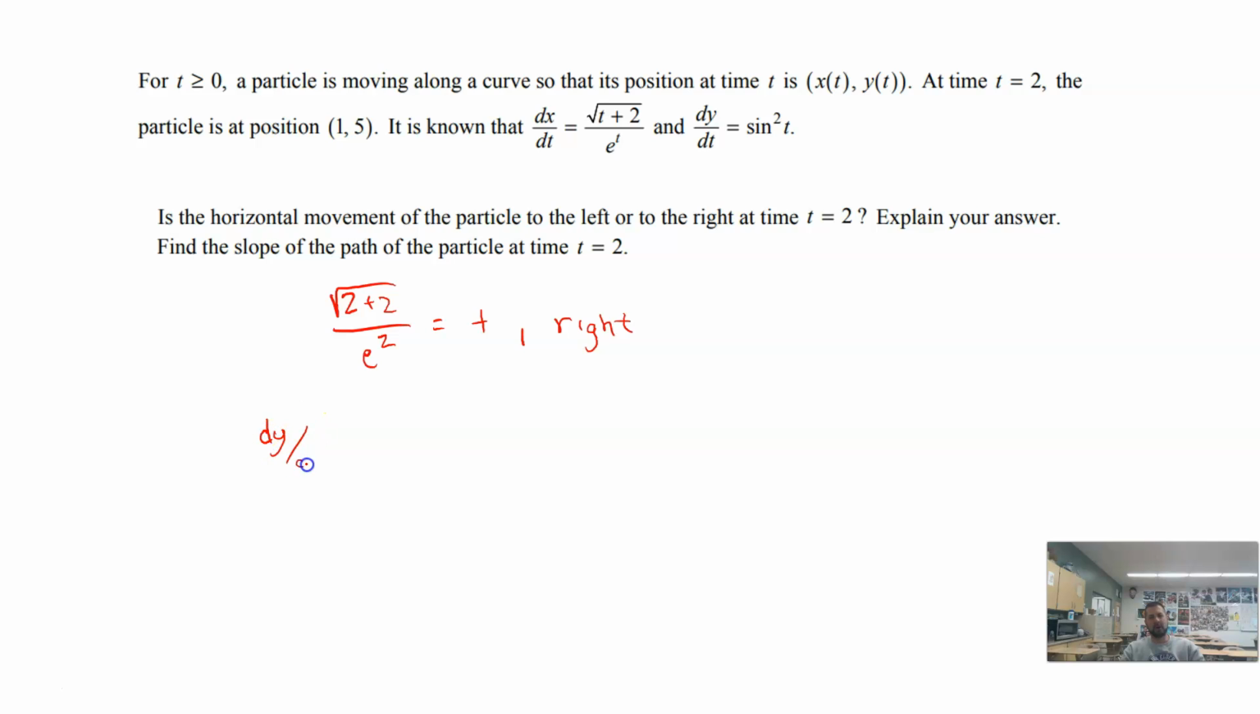Then we want to find the slope. Now remember, the slope in a parametric equation is dy/dt over dx/dt. And then we're going to plug in 2. So you're basically going to say sine squared of 2 divided by the square root of 2 plus 2 divided by e squared. Now if you plug that into your calculator, you get 3.055, and that is your answer for letter A, both of those two things.